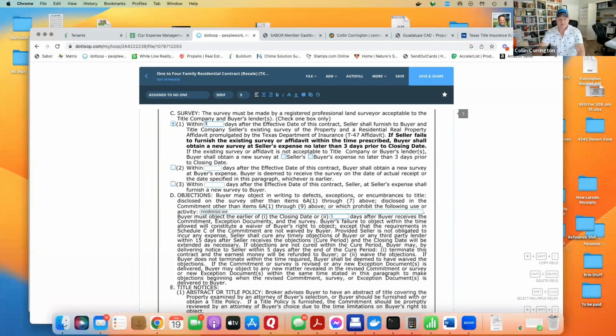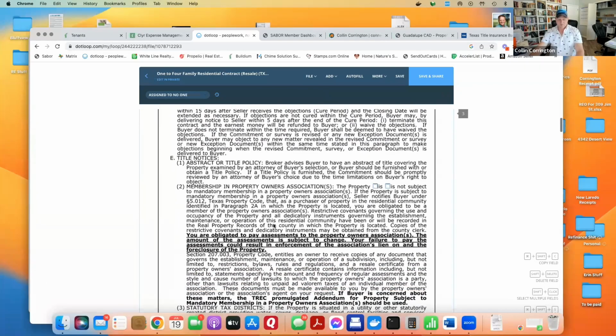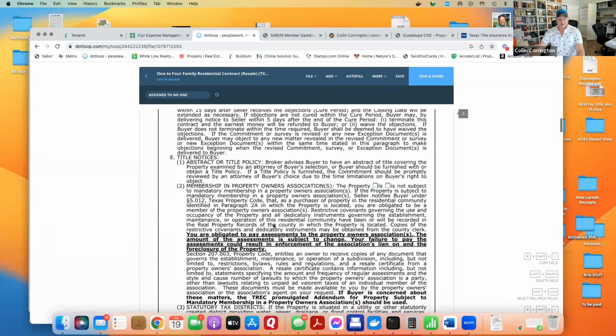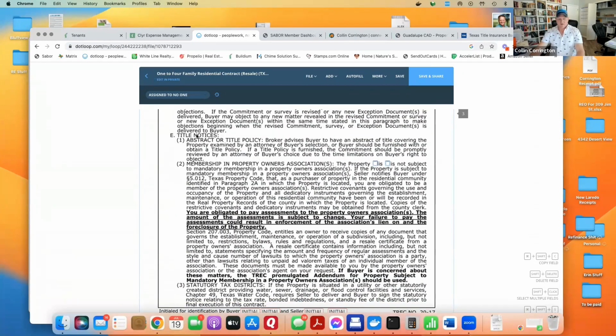And let's say I'm buying this thing, and I'm going to make Eric buy me one. All right. Don't worry about the rest of the page. Oh, wait, stop. One more thing. Title notices, membership of the Property Owners Association. Is this in an HOA, a POA, anything like that?